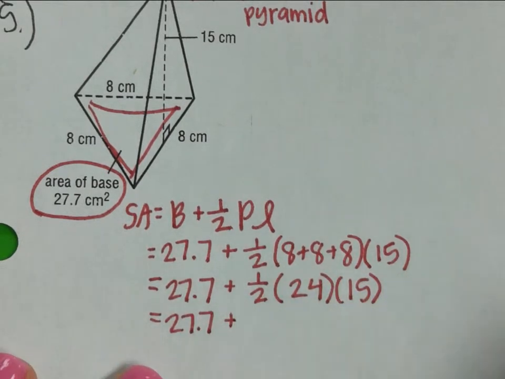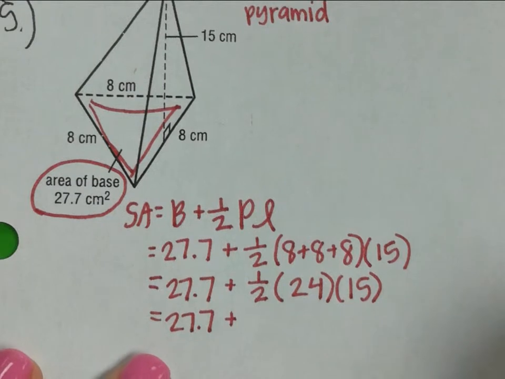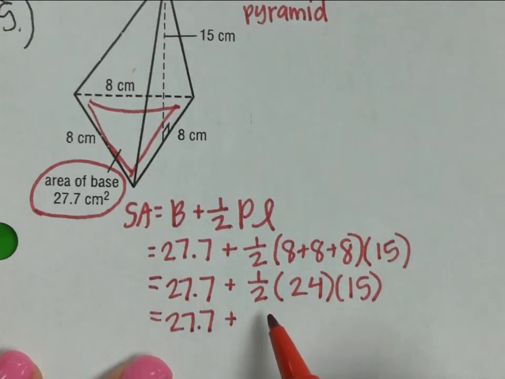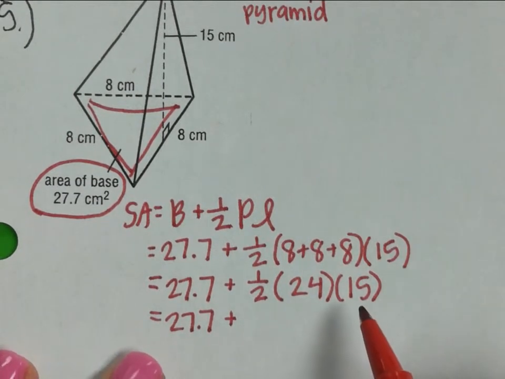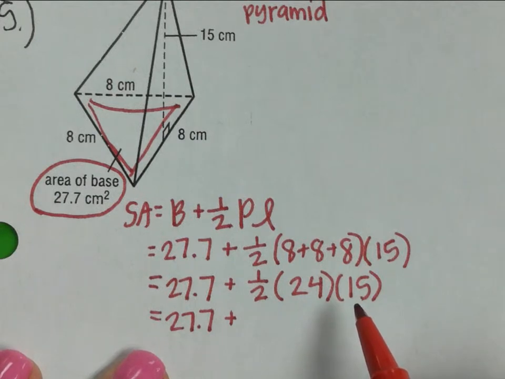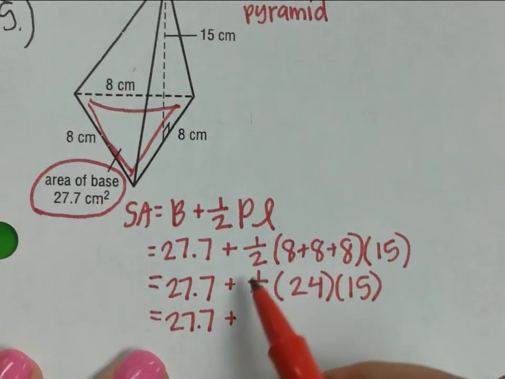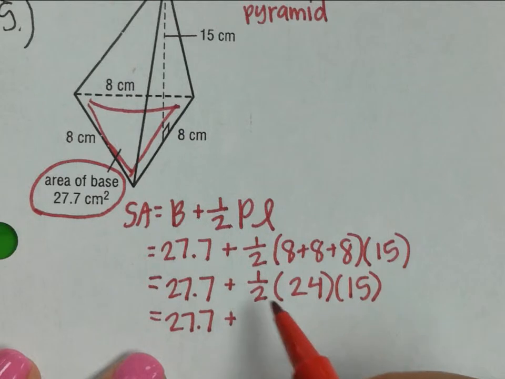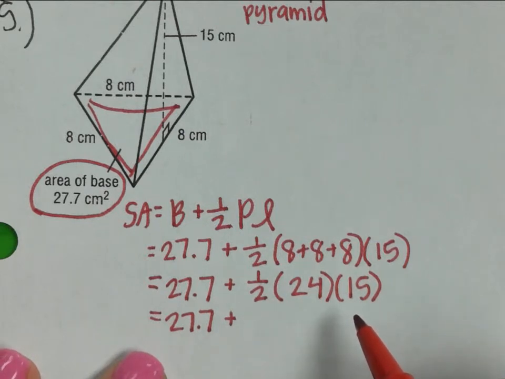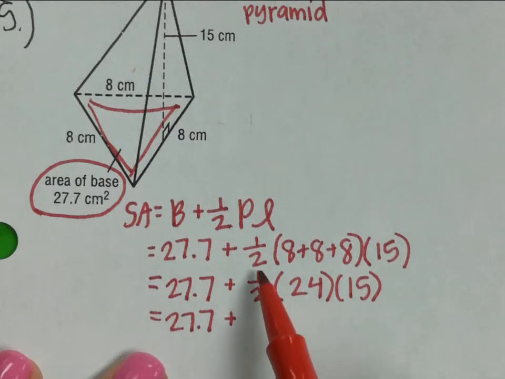207.7. Oh, wait, never mind. It's 1/2 times 24 times 15 for the final answer. I'm looking for 1/2 times 24 times 15. That should be your final answer. I, again, am looking for 1/2 times 24 times 15.